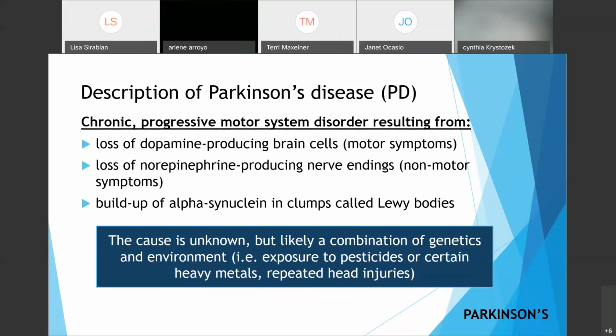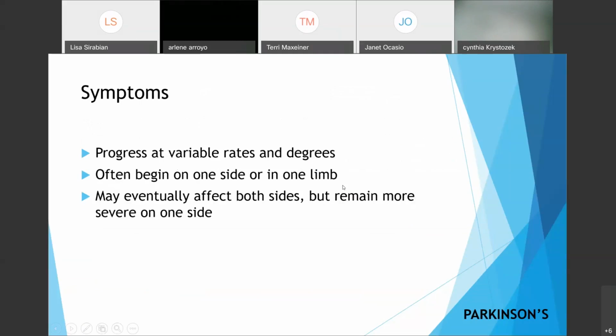So the cause of Parkinson's disease is unknown, but it's likely a combination of genetics and environment. And we've given you a couple of examples there: exposure to pesticides, certain heavy metals, and repeated head injuries. And we've seen that with like Muhammad Ali, boxers, football players. So the symptoms will progress at variable rates and degrees for each person. The motor symptoms often begin on one side or in one limb and may eventually affect both sides, but will typically remain more prevalent, more severe on the side they began.